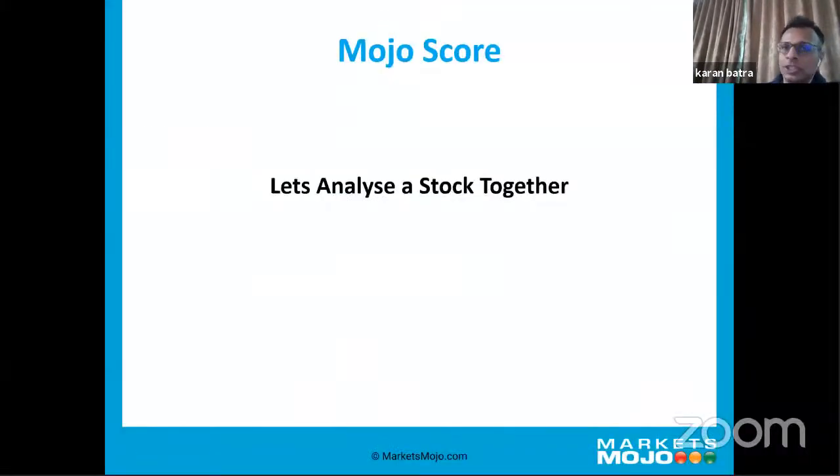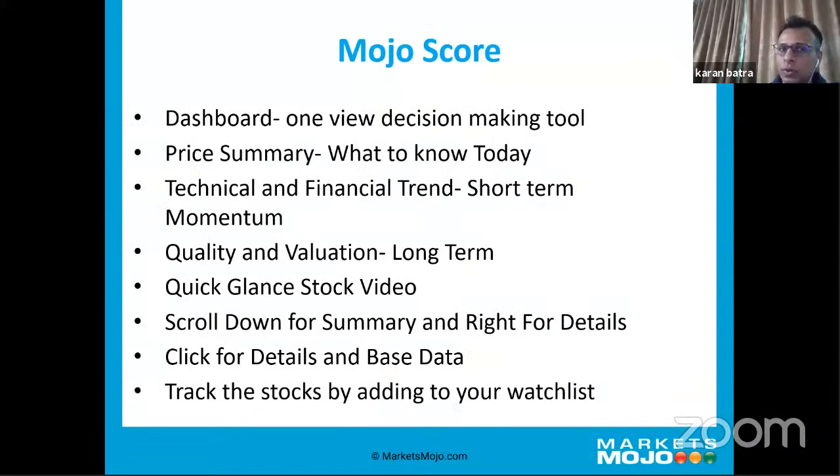So what all did we see? Dashboard, which is the first decision-making tool. Price summary is what to know today. Technical and financial are the short-term momentum parameters, while quality and valuation are the long-term parameters. For a quick glance, look at the stock video. The structure of the page: scroll down for summary and scroll right for details. You can click for base data if you want to see all data, and you can track the stocks by adding them to your watch list in one click.